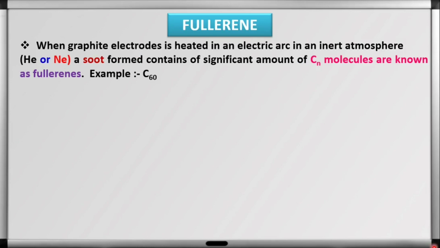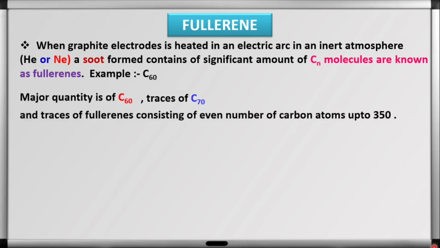For example, C60, which is very important, and C60 is also called Buckminster fullerene, किंवा बकीबॉल सुद्धा त्याला असं म्हणतात, ते आपण बघणारच आहोत. सी द मेजर क्वांटिटी ऑफ C60 आणि ट्रेसेस म्हणजे ट्रेसेस अमाऊंटमध्ये हा C70 असतो. The traces of fullerene consist of an even number of carbon atoms up to 350, म्हणजे 350 पर्यंत कार्बन्स त्याच्यामध्ये असतात.